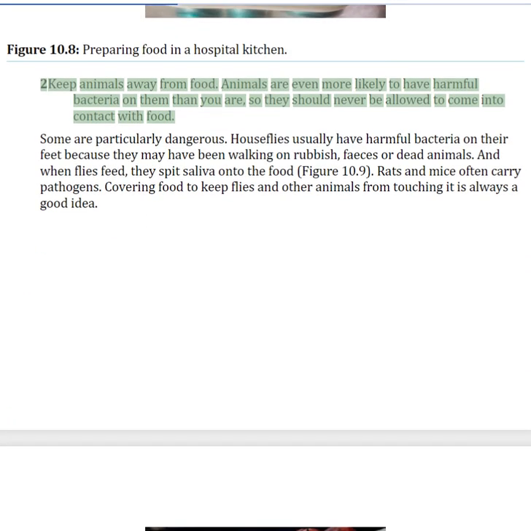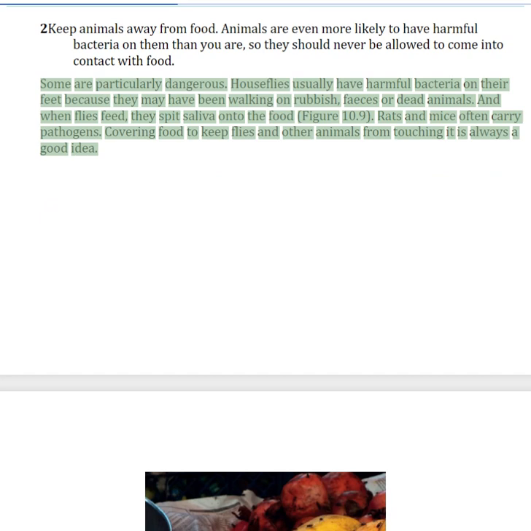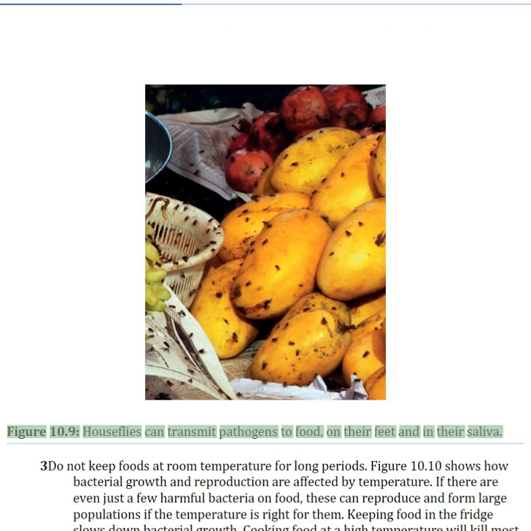2. Keep animals away from food. Animals are even more likely to have harmful bacteria on them than you are, so they should never be allowed to come into contact with food. Some are particularly dangerous. Houseflies usually have harmful bacteria on their feet because they may have been walking on rubbish, feces, or dead animals. And when flies feed, they spit saliva onto the food. Rats and mice often carry pathogens. Covering food to keep flies and other animals from touching it is always a good idea. Figure 10.9. Houseflies can transmit pathogens to food, on their feet and in their saliva.